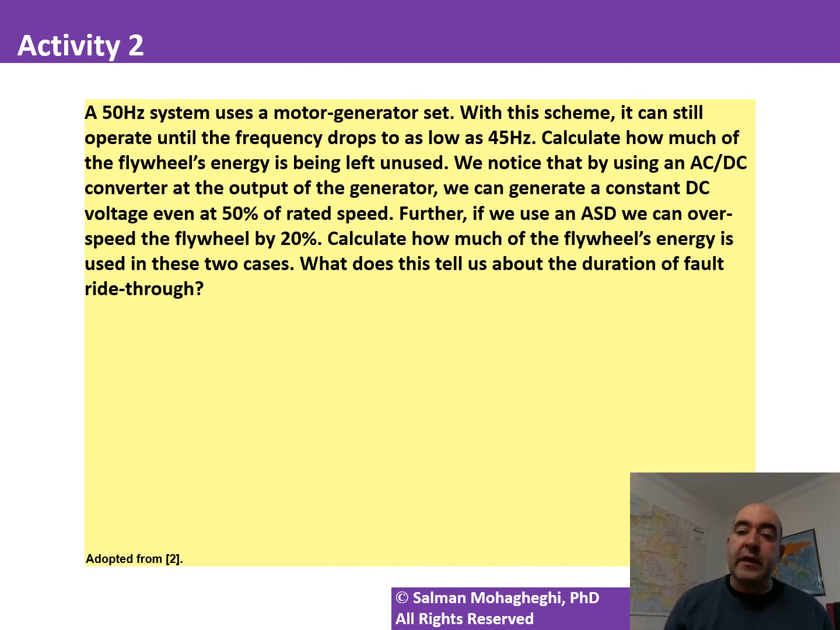Now what we do is, to improve the performance of this system, we notice that if we use a rectifier at the output of the generator, we can continue using that generator to provide constant DC even at 50% of rated speed. Right? And further, if I use an adjustable speed drive as the input of the motor to overspeed the flywheel by 20%, what I would like to know is how much more of the energy of the flywheel these variety of techniques allow me to use.